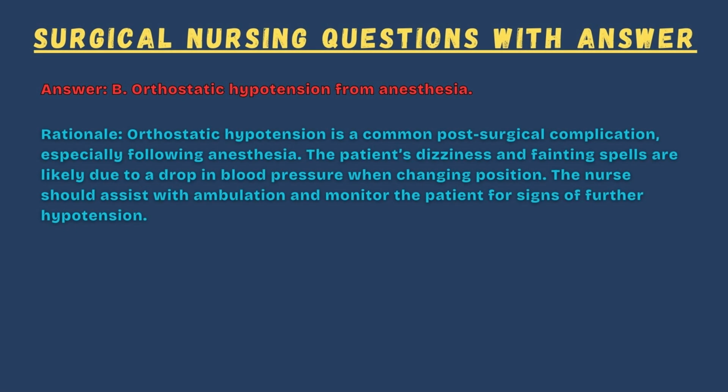Answer: B. Orthostatic hypotension from anesthesia. Rationale: Orthostatic hypotension is a common post-surgical complication, especially following anesthesia. The patient's dizziness and fainting spells are likely due to a drop in blood pressure when changing position. The nurse should assist with ambulation and monitor the patient for signs of further hypotension.